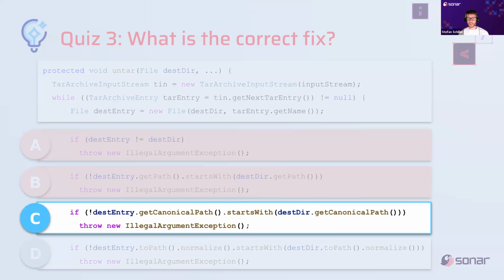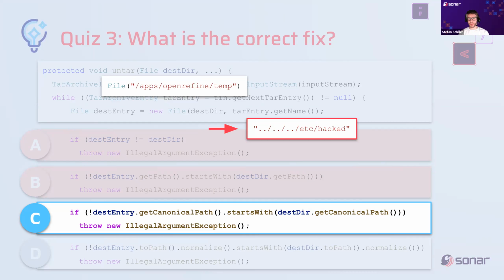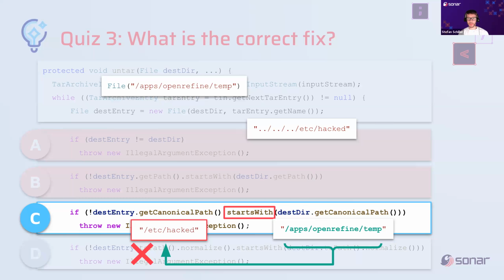Let's continue with answer C. This time the getCanonicalPath method is used in order to convert the file objects into their string representation. This method does resolve .. sequences and returns an absolute path. If an attacker now tries to leverage a path traversal sequence in an entry's file name, the getCanonicalPath method resolves this sequence to an absolute path. Thus, the startsWith check is performed on this absolute path, which does not start with the path of the destination directory. Thus, an exception is thrown and the attack is prevented.